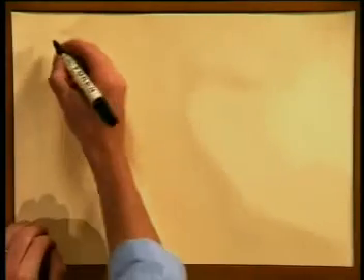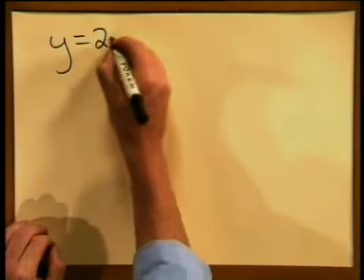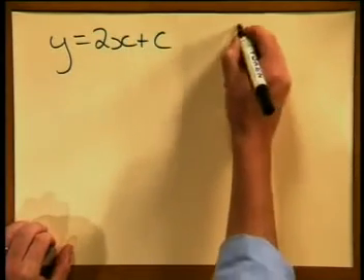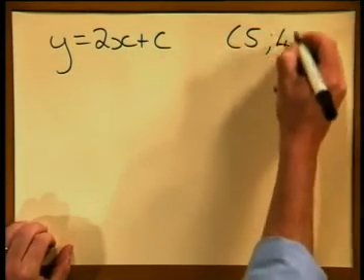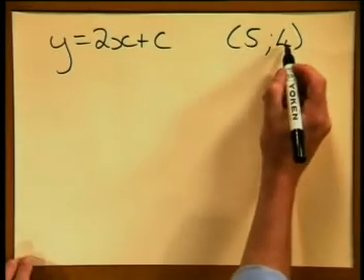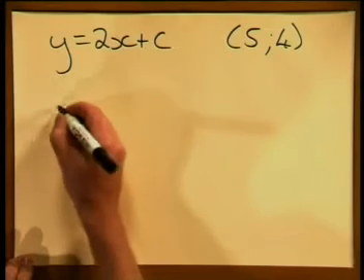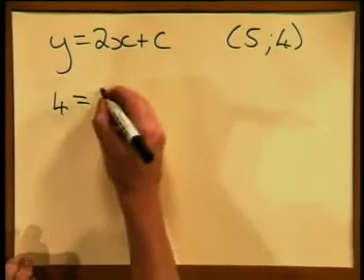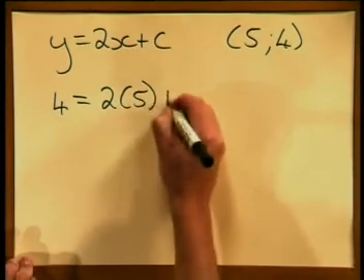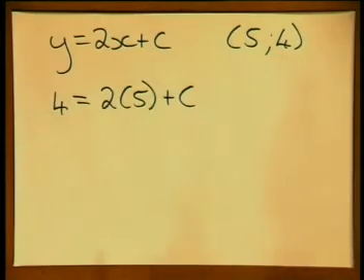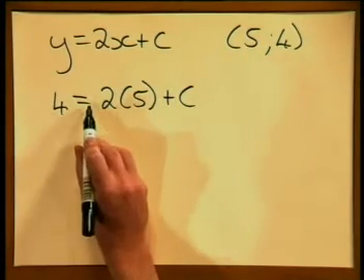Okay, so make y 4 and x 5. We already know that y is equal to 2x plus c. And we have the point (5, 4), where the x value is 5 and the y value is 4. Now using these two bits of information, we can set up this equation. 4 is equal to 2 multiplied by 5 plus c. Do you agree that we can write an equal sign here? Yes, the point must make the formula true. So the left-hand side must be equal to the right-hand side.